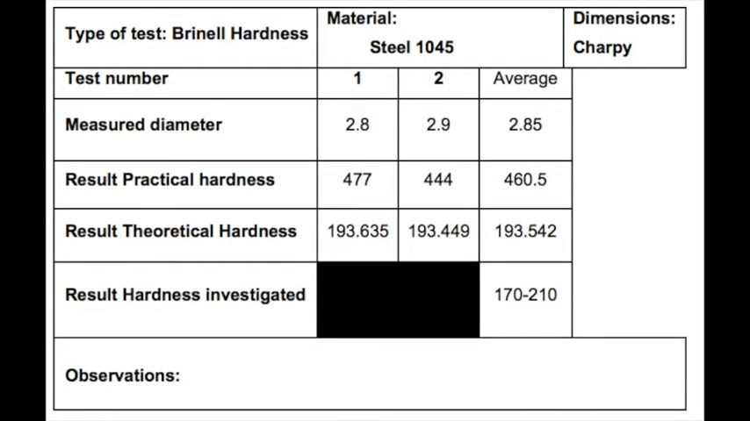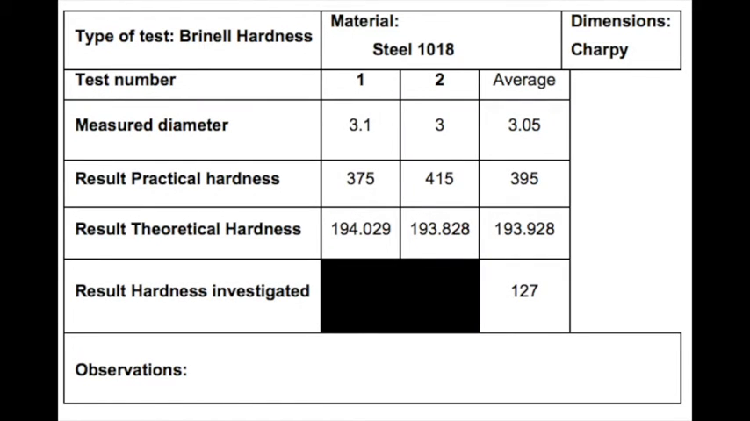Now as for steel 1045, these are the results. I performed two tests on this sample to get a better and more accurate result. I got a 285 measure diameter average and a 460.5 result practical hardness average. Then I did some analysis in a theoretical way and I got 193.542, and the investigated hardness was going from 170 to 210.